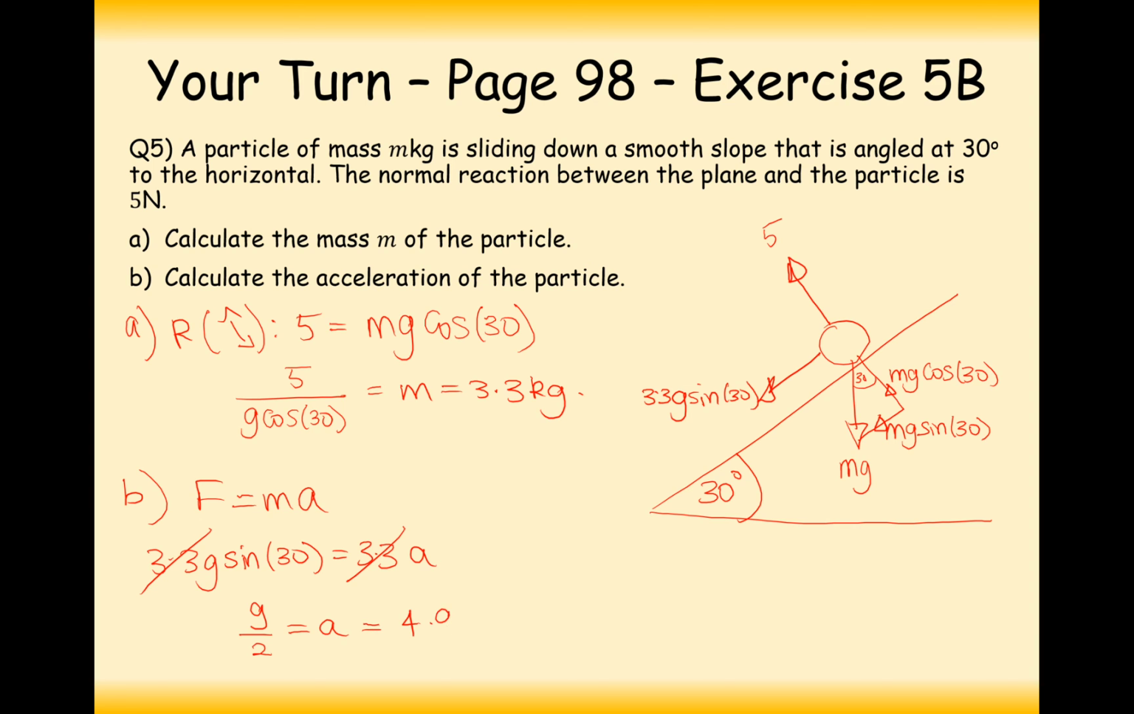Probably better to write it as a decimal, seeing as we're in mechanics. 4.9 meters per second squared. Lovely, so there we are. That's how we do that type of question there then.